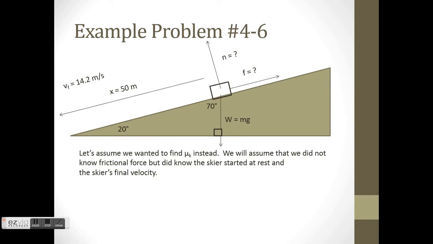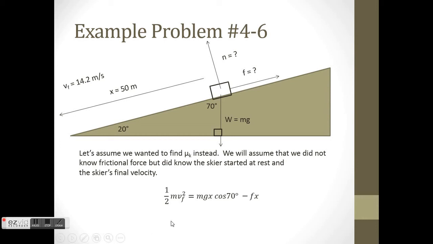So let's assume we wanted to find the coefficient of friction instead of final velocity. Since the skier is going to be moving with respect to the slope, this is the coefficient of kinetic friction. We'll assume we didn't know the frictional force, but we knew the skier's starting velocity was at rest, and we knew the final velocity was 14.2 meters per second. So let's work this out.